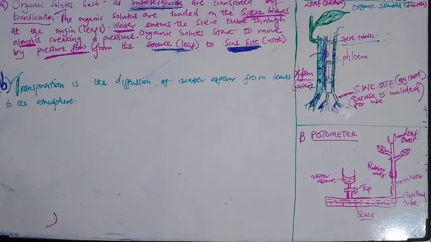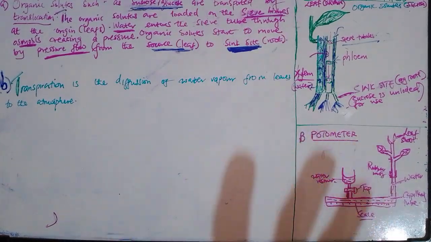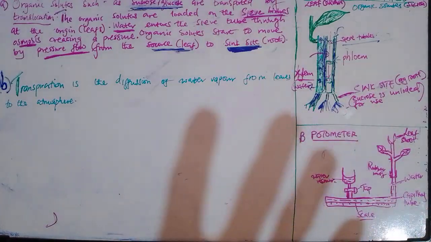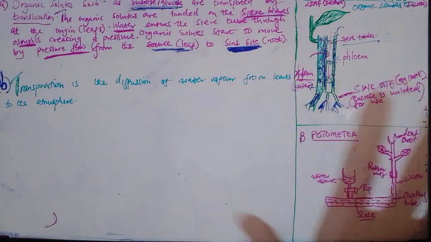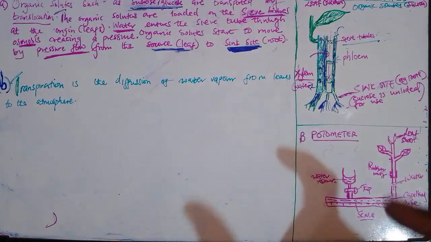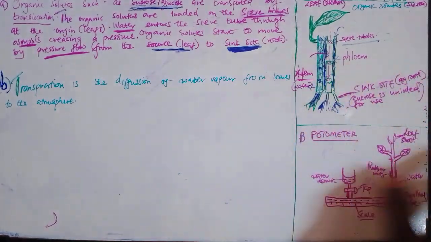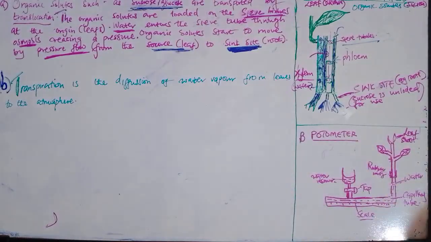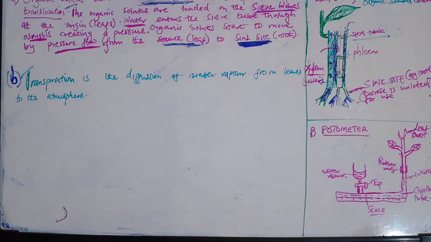So I told you should have where to write. So these two diagrams is a summary of the transportation in plants. This is the video where I discuss transportation in plants. So this is how we measure, or this is the diagram of a potometer. Now, how can we measure the rate of transpiration?